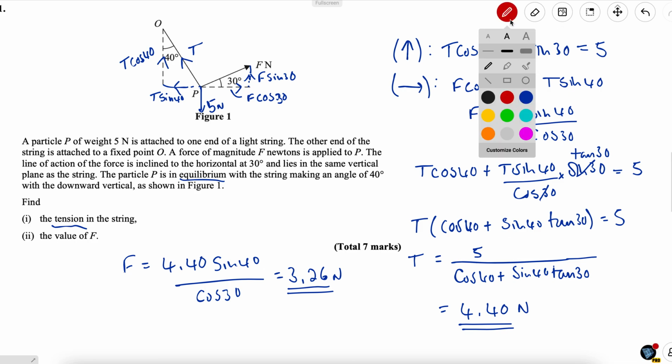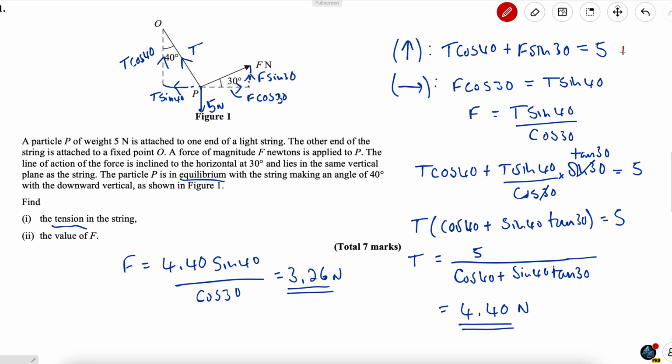Marks wise on this question, there are method marks, one each, for each of these equations. To get the method mark, you must have all the terms included and no additional terms. You can make a mistake with putting sine in instead of cos for each of these, but you must have the 40-degree angle associated with T, or if you've used sine as an alternative, you can use sine of 50. And you must have the 30-degree angle associated with F, or if you've used cos of 60 instead of sine of 30, that's also fine.